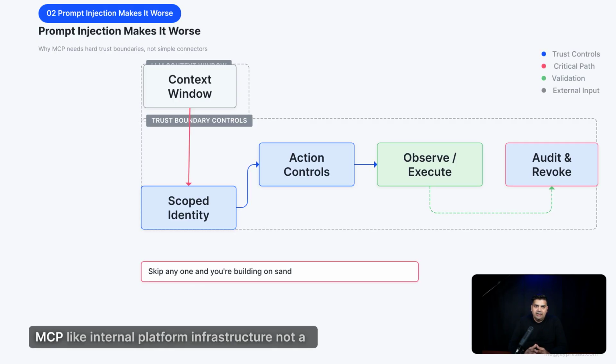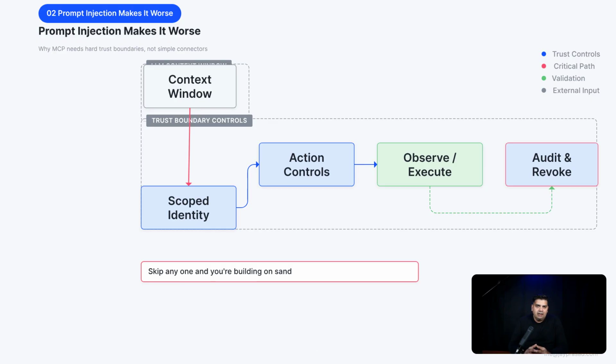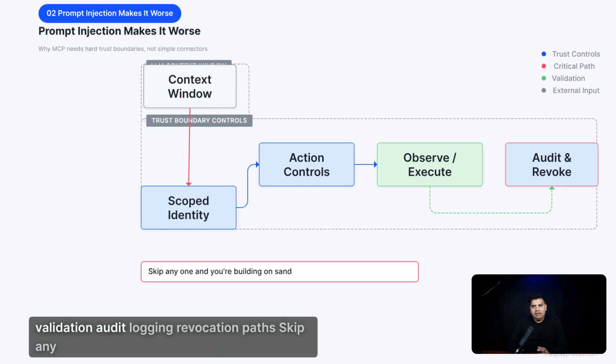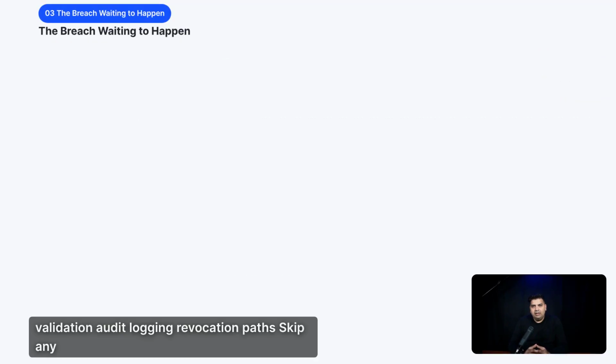Think of MCP like internal platform infrastructure, not a plugin directory. Authentication, authorization, input controls, output validation, audit logging, revocation paths. Skip any one of those and you're building on sand.